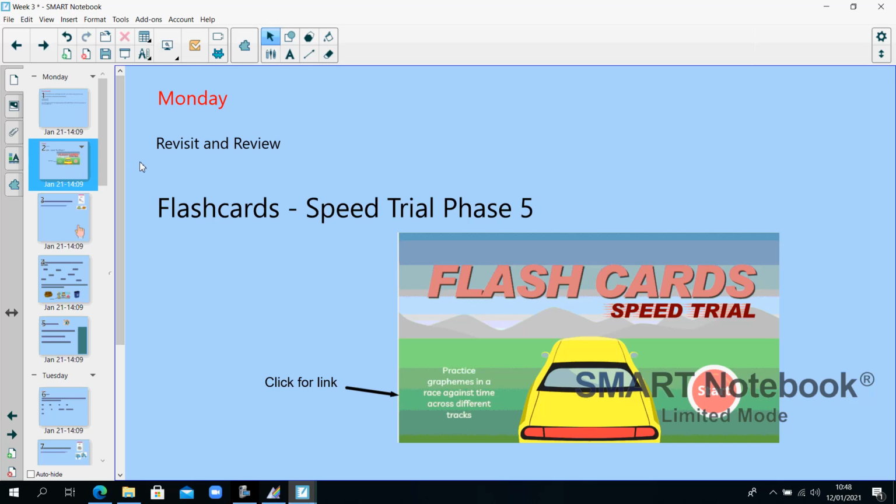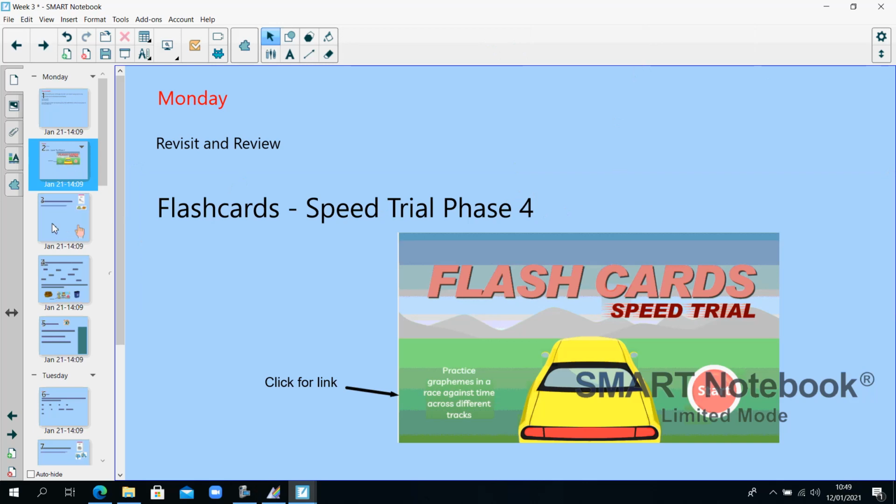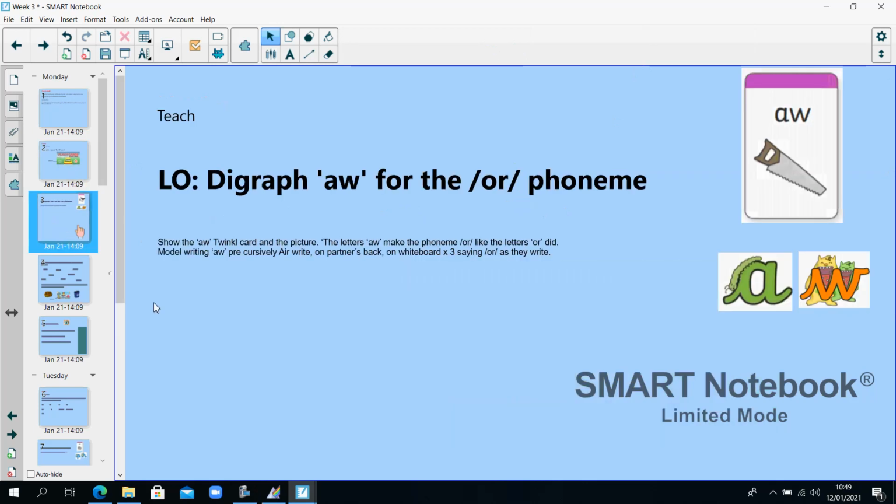Monday. To review work you've previously done, I want you to go to Phonics Play and go on the flashcard speed trial, looking at phase 4 sounds. Ignore the fact that it says phase 5 here, sorry, let's change that. Phase 4 sounds. Today we are learning the AW digraph for the OR phoneme, as in saw.